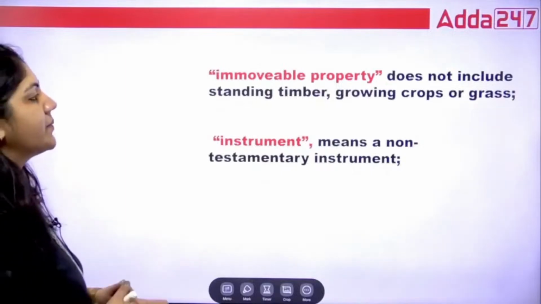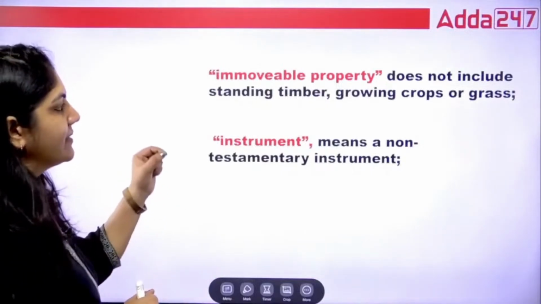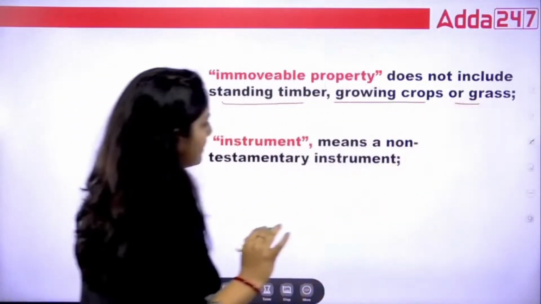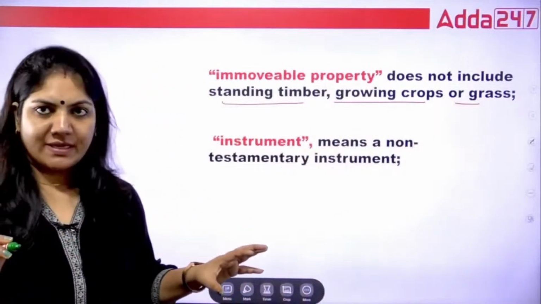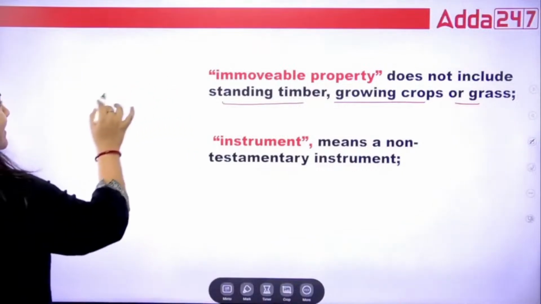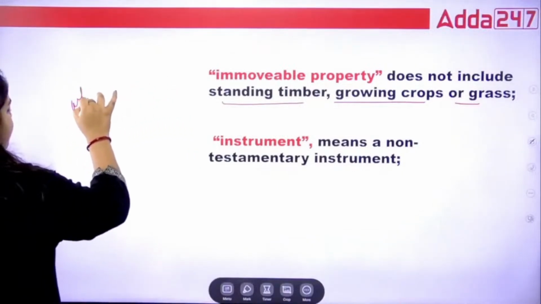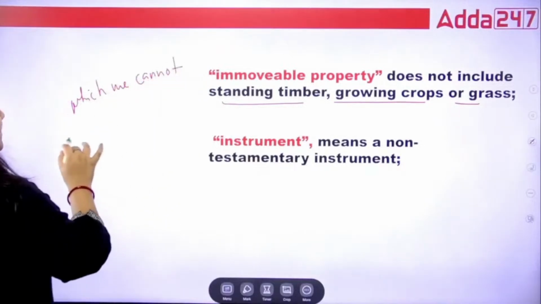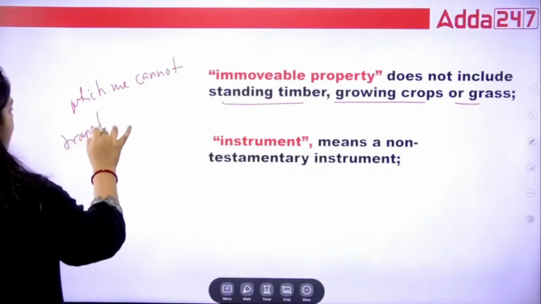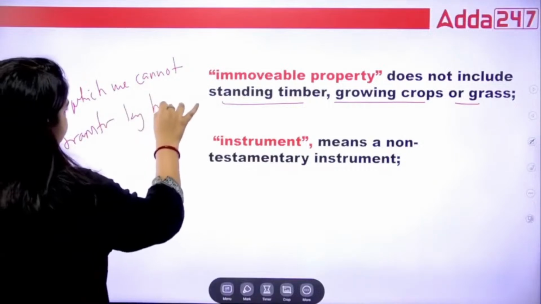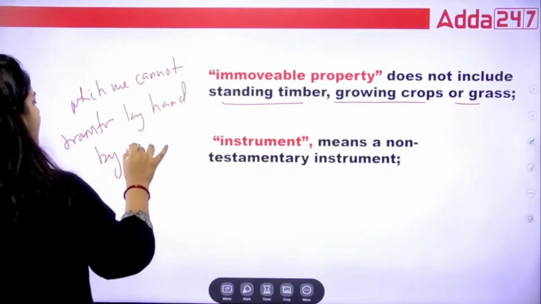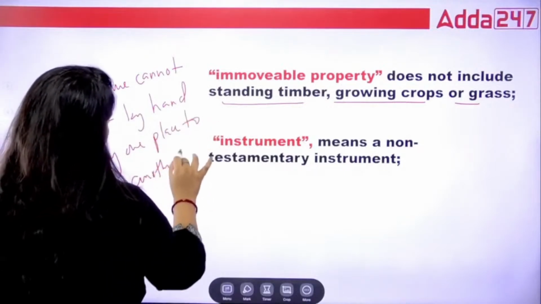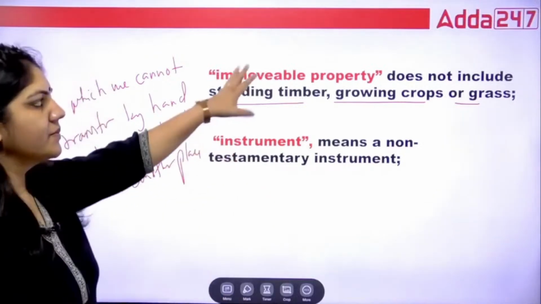Number one, what is immovable property? Immovable property does not include the standing timber, growing crops, and grass. In one way, if we say what is immovable property, this is basically the property which we cannot transfer by hand from one place to another place. This is your immovable property.